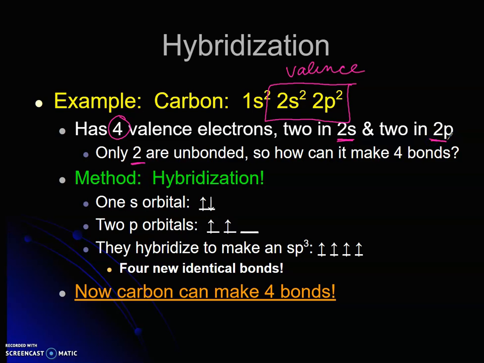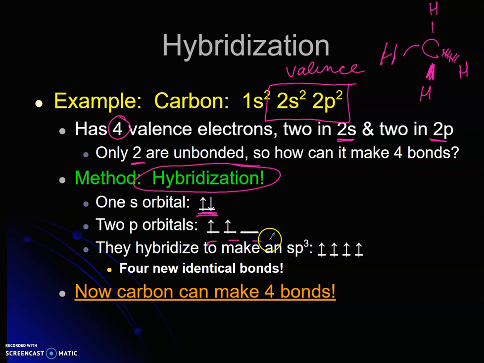So how does carbon make methane? How does one of these bonds make any difference between one of the hydrogens and another one? The answer is they don't. They're all equal, which is where we get this concept of hybridization from. So it takes that 1s orbital and the 2p orbitals and it smushes them together into four equal sp3 orbitals.